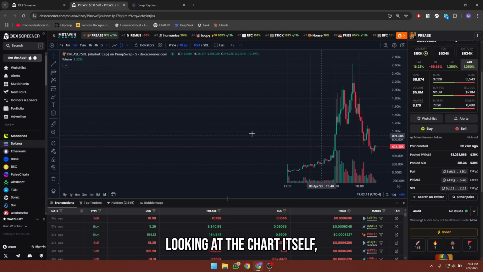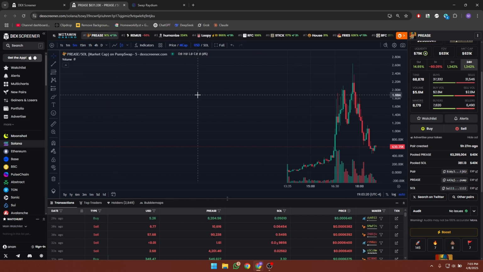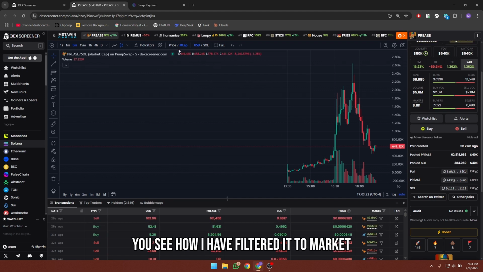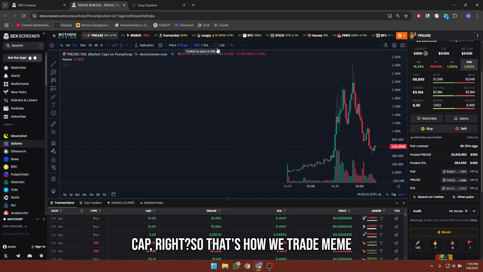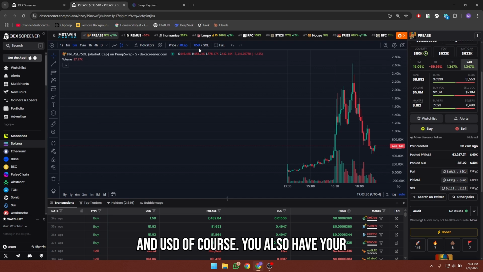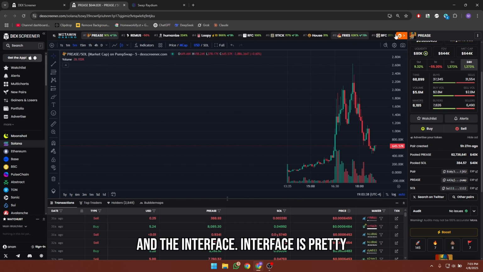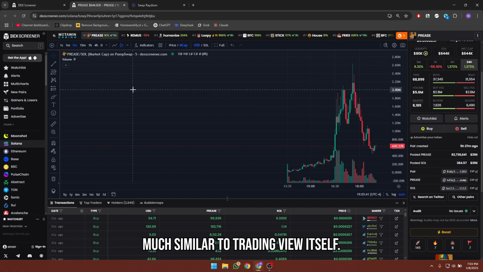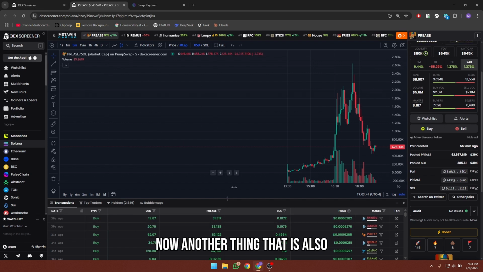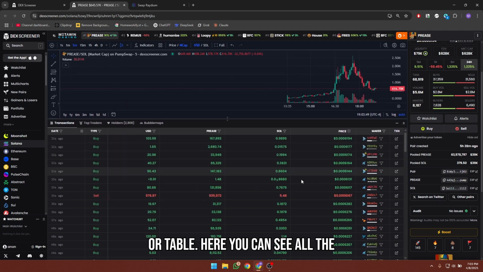Looking at the chart itself, it kind of looks like we had a rug pull here, so this coin is not worth buying. For the chart itself, you see how I have filtered it to market cap, right? So that's how we trade meme coins. We trade it in market cap and USD, of course. You also have your indicators here, your candles, your chart, your time frames, all these things, and the interface is pretty much similar to TradingView itself.